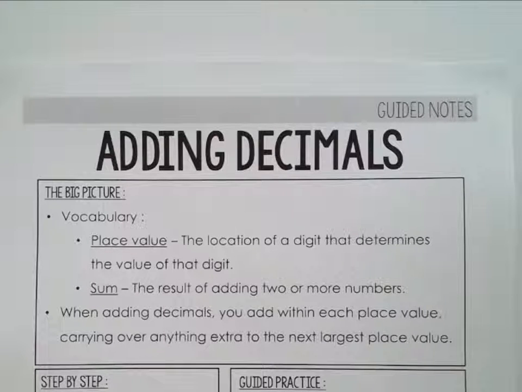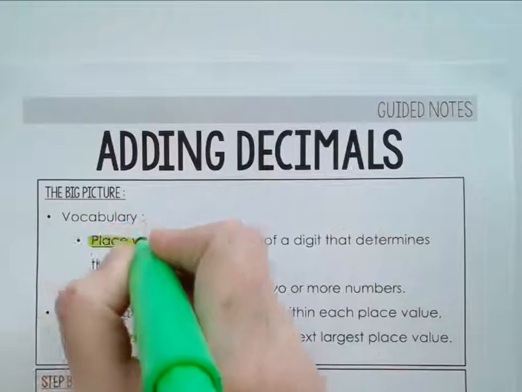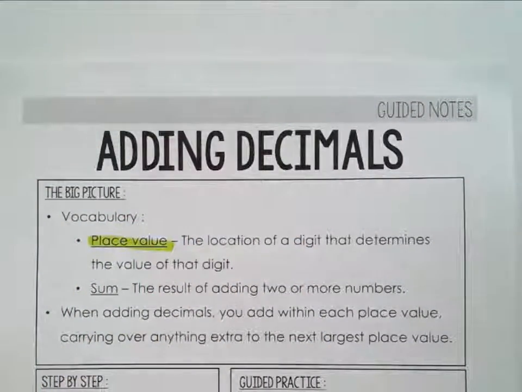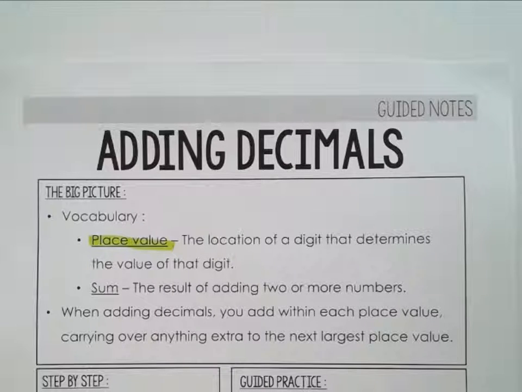When you add decimals, you have two key vocabulary words. The first is place value. Place value is the location of a digit that determines the value of that digit.